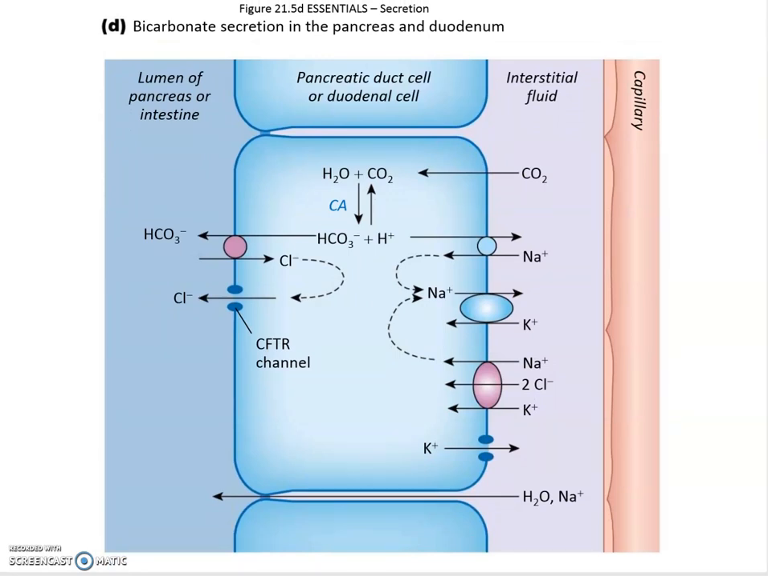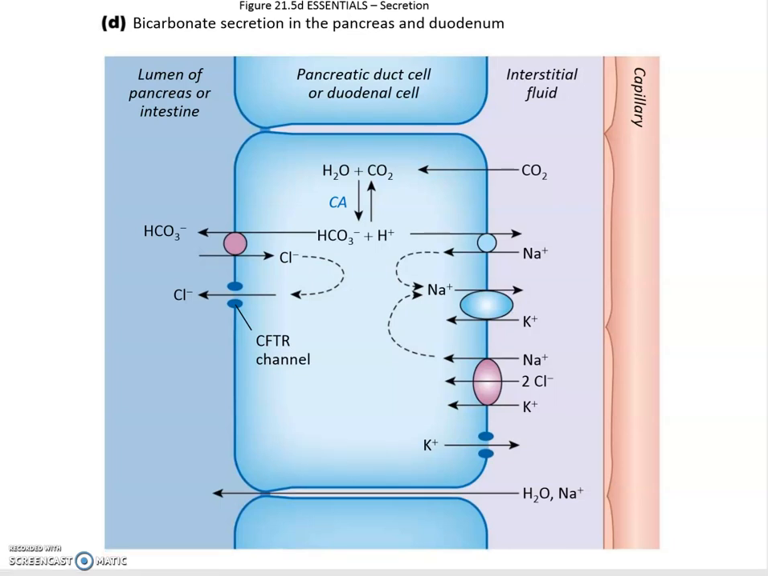And you will notice that we're going to go exactly the opposite direction of what we just had in the parietal cells in the stomach. So now the goal is to secrete bicarbonate ions into the lumen of the pancreatic duct and the intestine. Because we want to neutralize the acid that's coming from the stomach. And so here we have this reverse chloride shift going on.